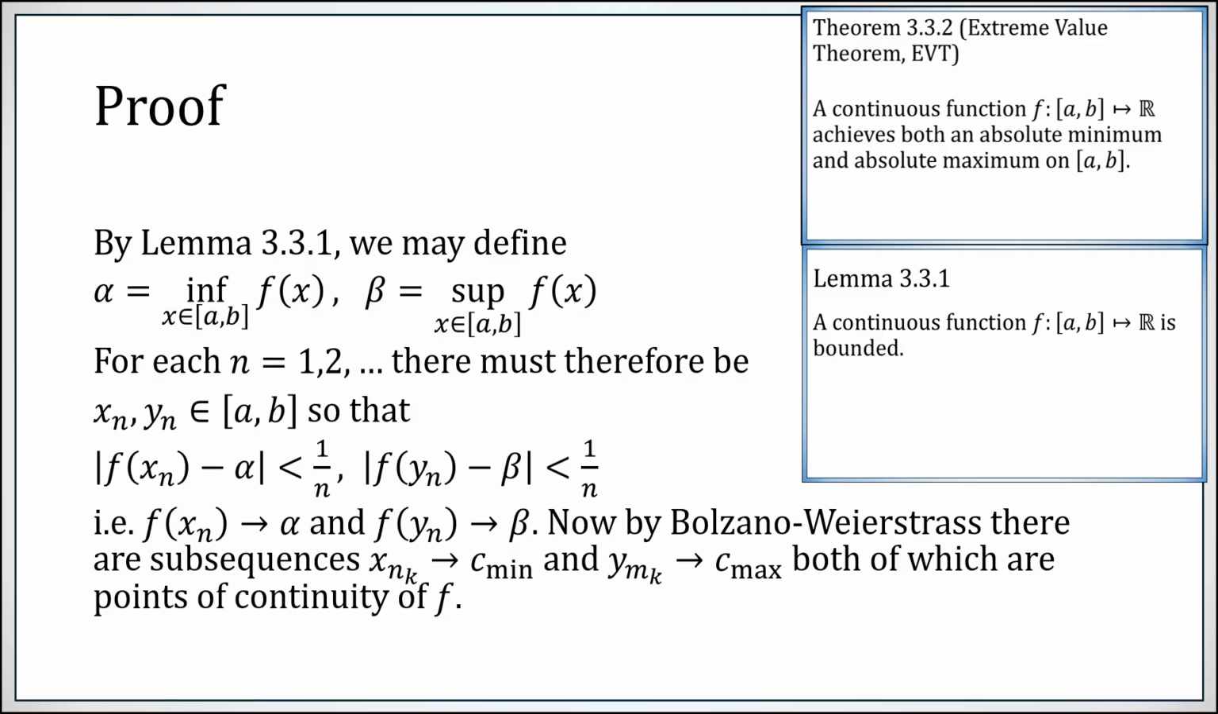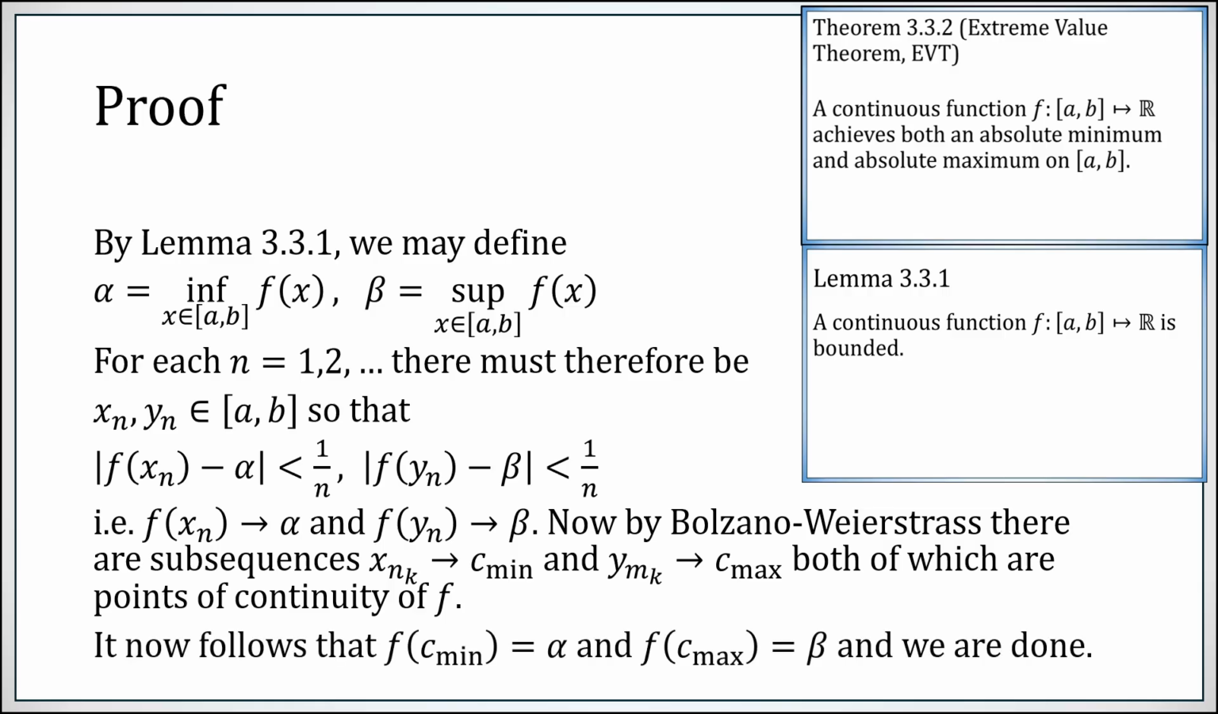Now the sequences xn and yn are simply back in the domain, the interval from a to b, but that's a bounded interval. So by Bolzano-Weierstrass, we may pass to a subsequence of each converging to some other point. These points where the subsequences xnk and ymk are converging to have to also belong to this interval. Again, perhaps including the endpoint, which is why it's important that we have included them. But notably, they must be converging to a point where f is continuous.